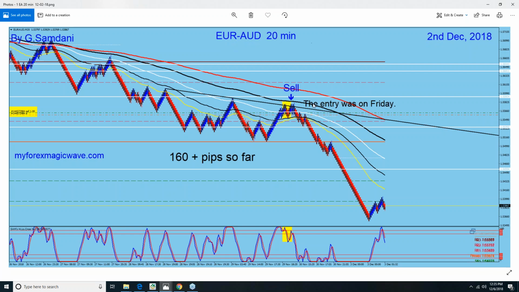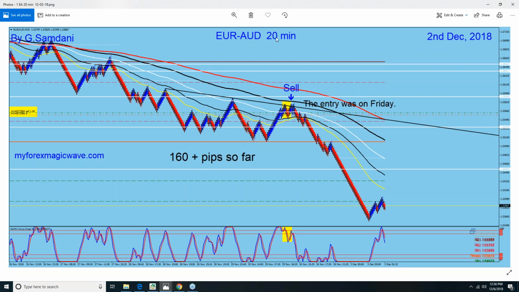EUR-AUD 20-minute, based on the Aussie index. I will show you at the end of the video why I went short. The nice short setup was there. I took this one as well, and then this is the one into this week. Those trades were last week.